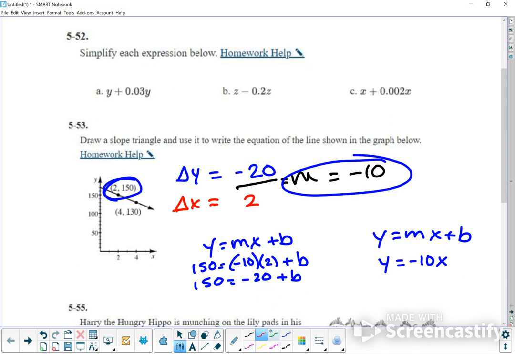Then I'm going to go ahead and add 20. So I get my b is equal to 150 plus 20, which is 170. And that's what my b is. So it's plus 170. And that's my answer.